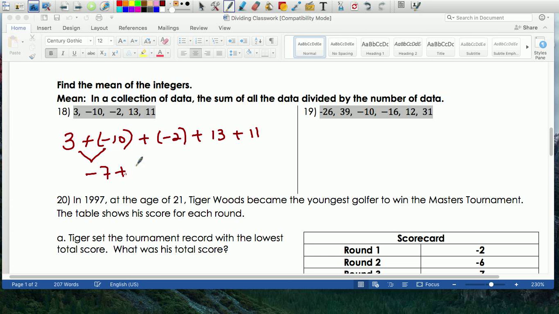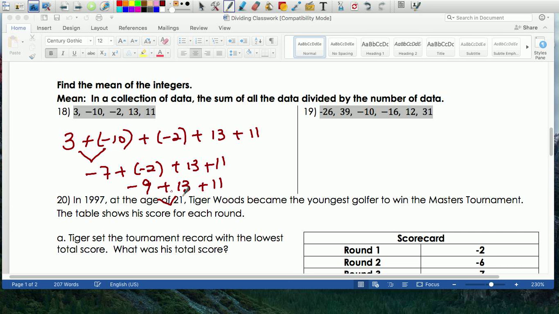I'm going to add it to negative 2 plus 13 plus 11. Now I'm doing this a really long way. Negative 7 plus negative 2 is just negative 9, right? Because no 0 pairs, it's going to be a bigger group. Plus 13 plus 11.